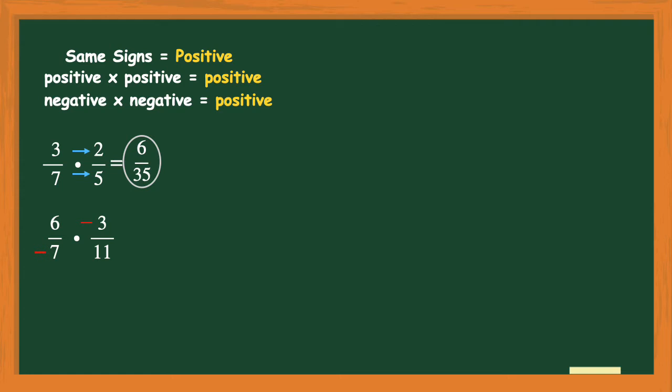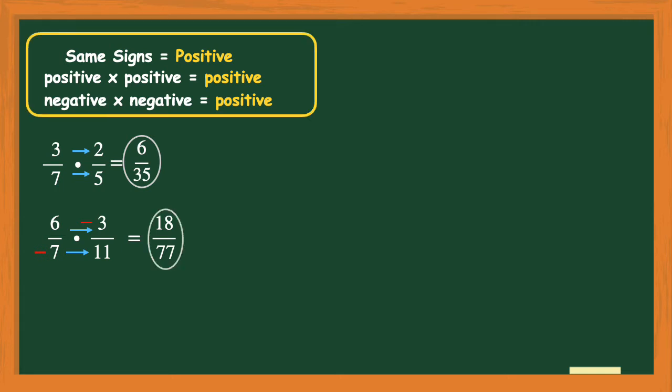So I have negative 6 sevenths being multiplied by negative 3 elevenths. Since both of my fractions are negative, I know that my answer will be positive, so I can temporarily disregard those negative signs. I'm going to multiply my numerators: 6 times 3 is 18. Multiply my denominators: 7 times 11 is 77. And again, this is a tricky one, but you want to make sure: do they share any common factors other than 1? 18 over 77 do not, so I know my answer is in simplest form.